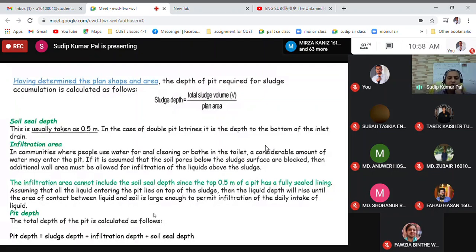Assuming that all the liquid entering the pit lies on top of the sludge, then the liquid depth will rise until the area of contact between liquid and soil is large enough to permit infiltration of the daily intake of the liquid.